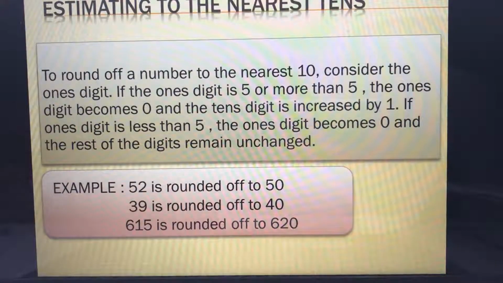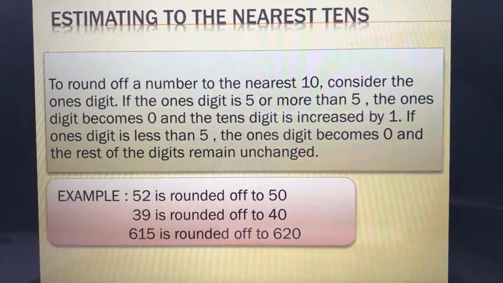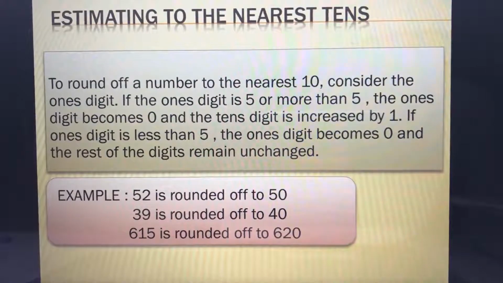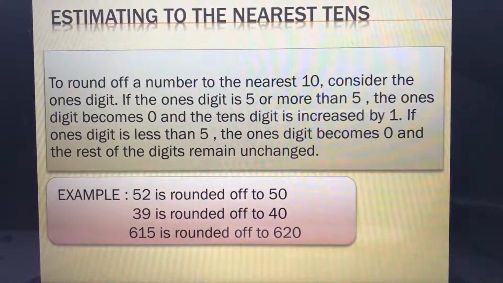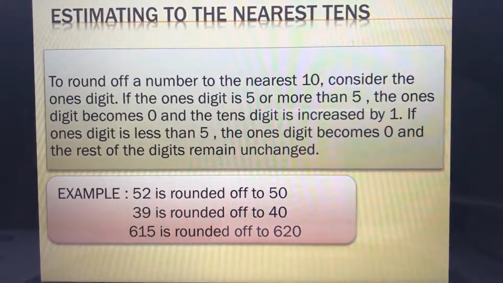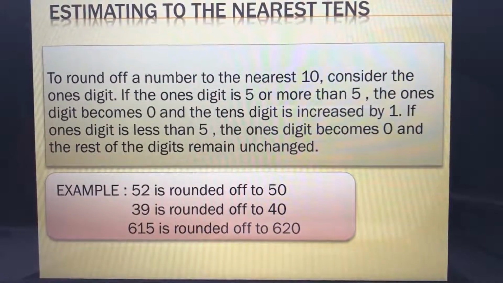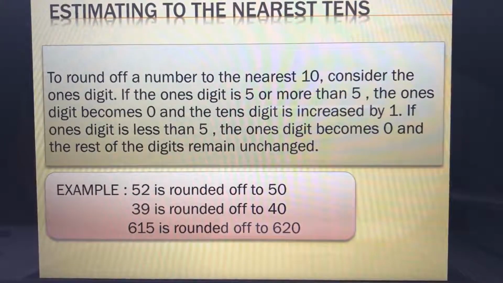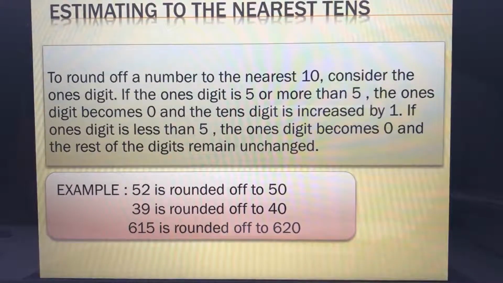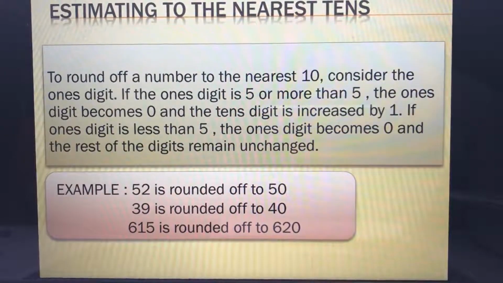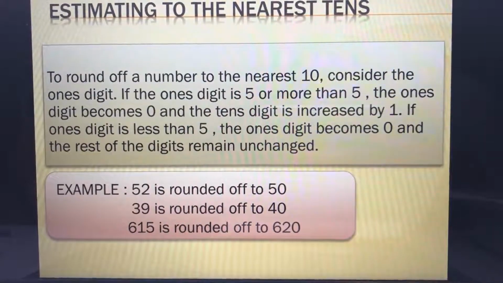Estimating to the nearest tens. To round off a number to the nearest 10, we consider the ones digit. If the ones digit is 5 or more than 5, the ones digit becomes 0 and the tens digit is increased by 1. If ones digit is less than 5, the ones digit becomes 0 and the rest of the digits remain unchanged. For example, 52.